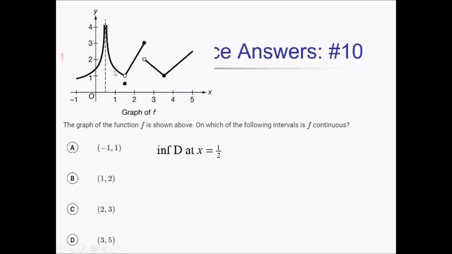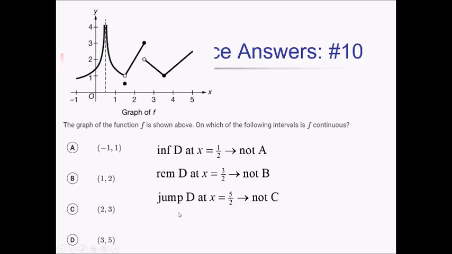Definitely not continuous if you have an asymptote in the middle of it. But none of the others get ruled out for that. Moving along then, at about 3/2 or 1.5-ish, we have a removable discontinuity. So that's going to rule out choice B, the interval 1 to 2. Moving along, we have a jump at 5/2. That's going to rule out the interval from 2 to 3. So by process of elimination, the only one that works, from 3 to 5, doesn't look like there are any gaps or breaks in that part of the graph, so choice D it is.